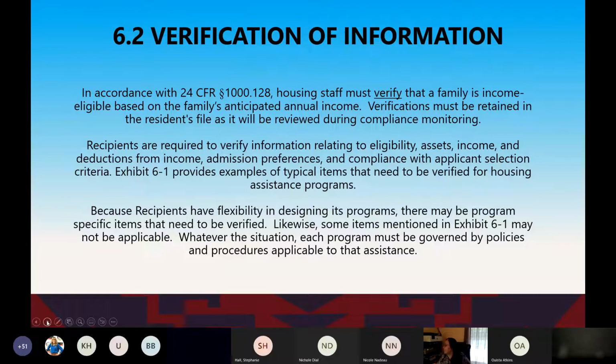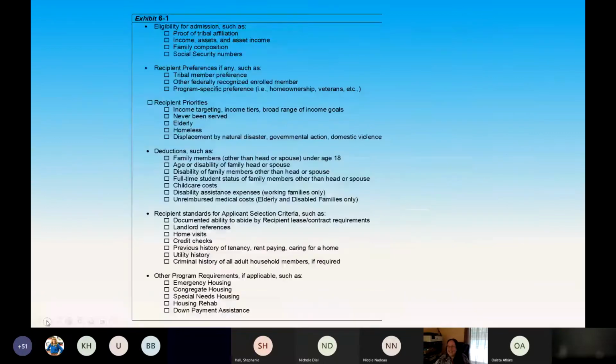the compliance monitoring. Because recipients have flexibility in designing their programs, there may be program specific items that will need to be verified. Likewise, some items mentioned in Exhibit 6.1 may not be applicable. Whatever that situation, each program must be governed by policies and procedures applicable to that assistance. Sorry about the logical order, Dorothy Nix. It gets that way sometimes.